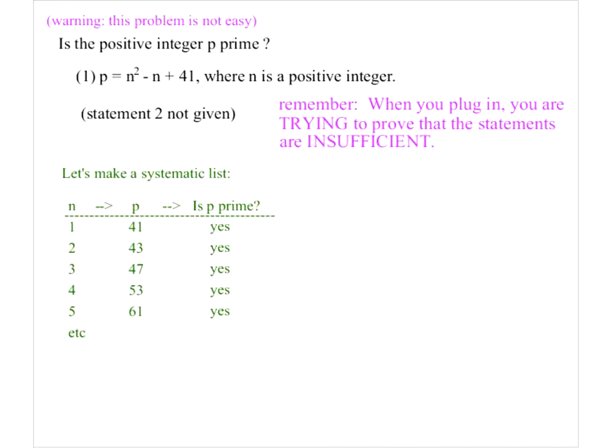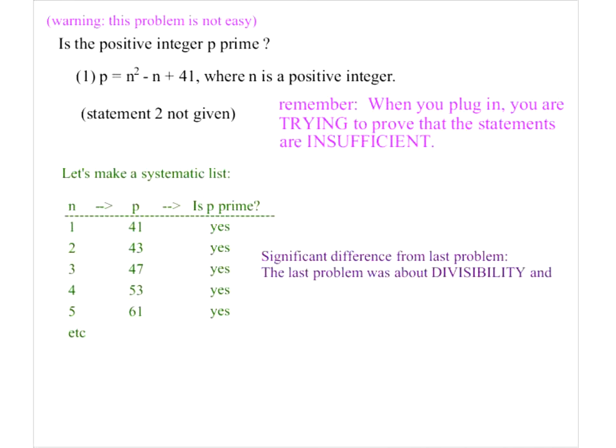At this point, you might be tempted to throw in the towel. Okay, but there's a very significant difference from last time, and that is that primes don't follow patterns. Okay, the last problem was about divisibility and remainders. Those were pattern-based. So you know you can trust the pattern.